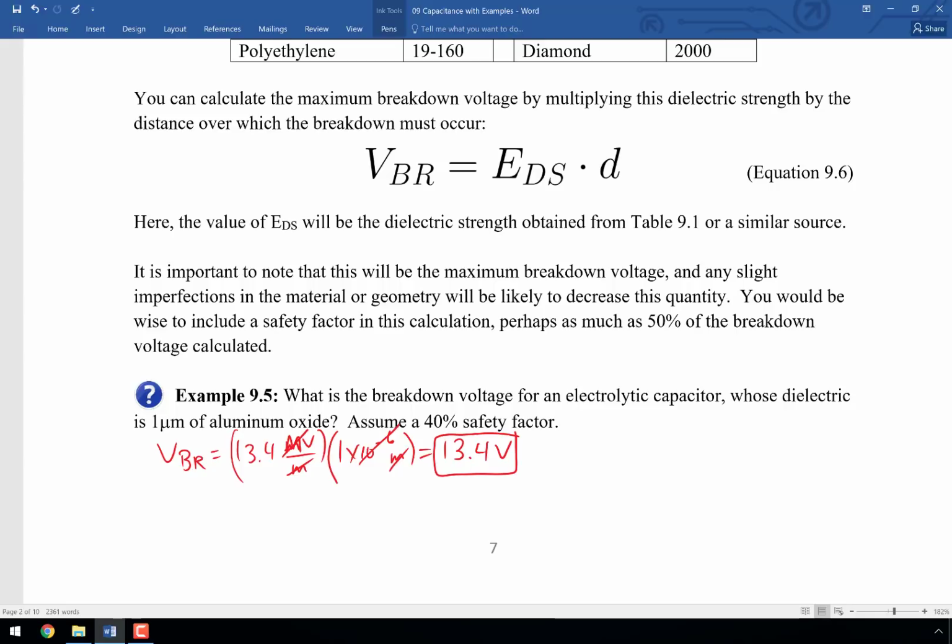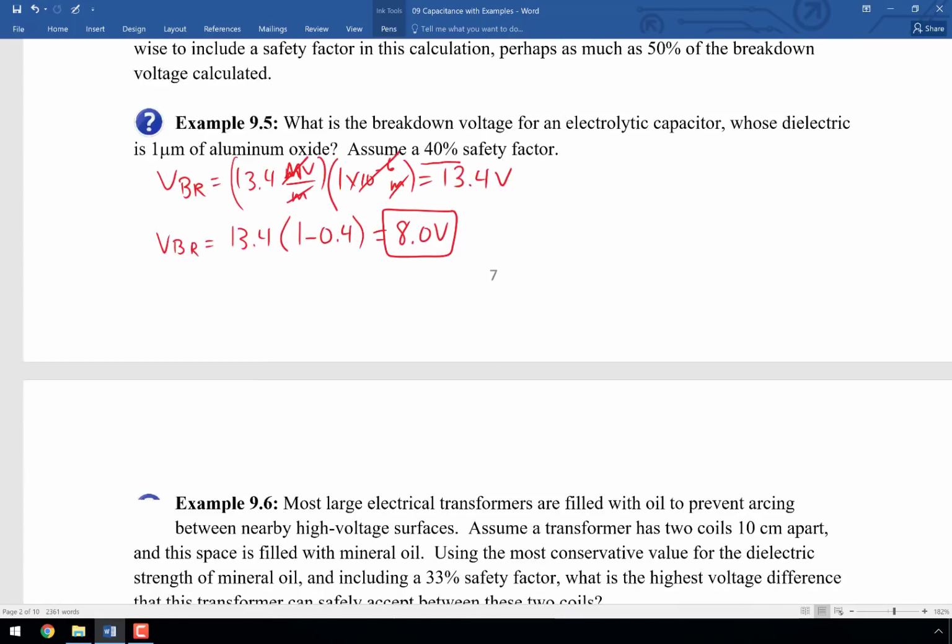Whoops, I forgot something. 13.4 volts would be unusually small, but we still have to assume this 40% safety factor. So V_BR is actually going to be 13.4 times 1 minus 0.4. So a 40% safety factor, we're going to subtract that off the top, and we're left with 8.0 volts. Now that would be a very unusually small amount of breakdown voltage. Here's a capacitor. Don't ever get more than 8 volts on it. That could be problematic, but it is just an example problem.